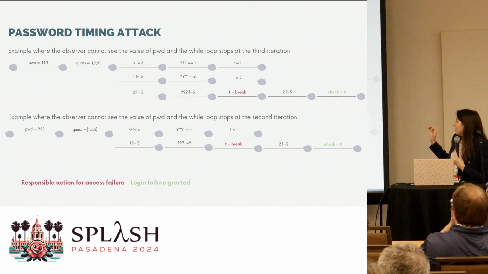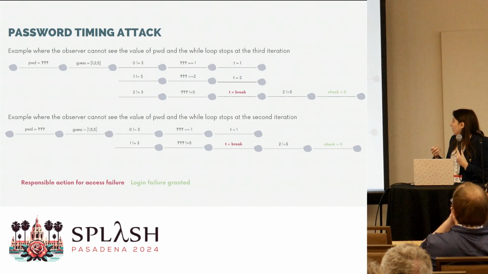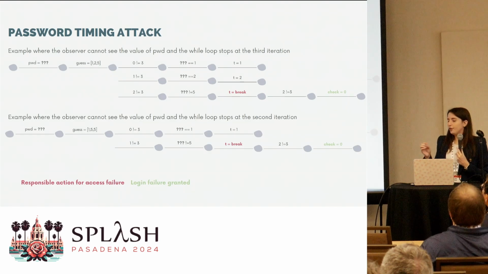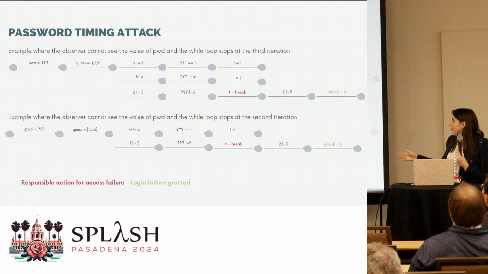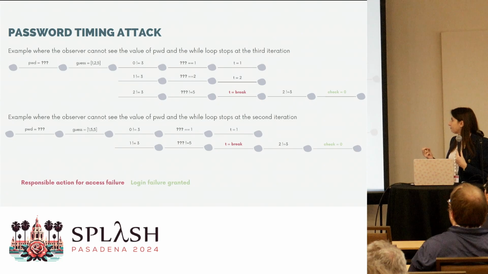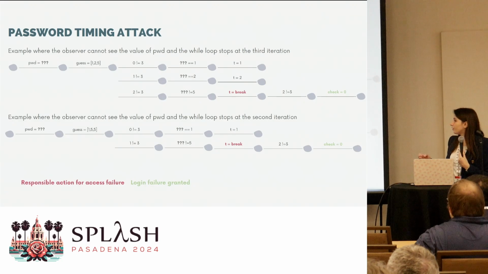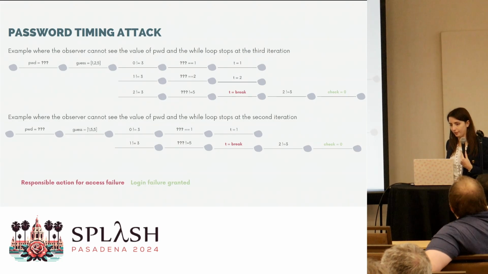But when we don't see the value of PWD, the attacker can know when the iteration of the while loop stops. And also it can understand what is the character that differs from the secret password. So if the attacker tries multiple times to access a system, it can guess also the password, and this decreases the overall security of the system.